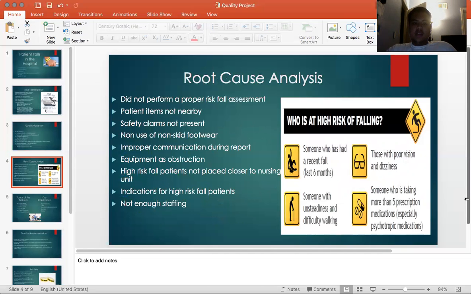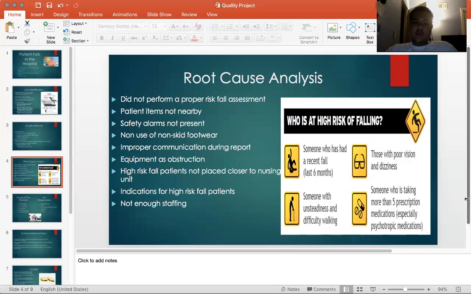Root cause analysis. Some root causes are that they did not perform a proper fall risk assessment. Patient items are not nearby, which could lead them to reach over and fall, or stand up by themselves. Safety alarms are not present. Non-use of non-skid footwear. Improper communication during report, like not telling your nurses or CNAs that a patient is a risk. Just letting them know and communicating is good.